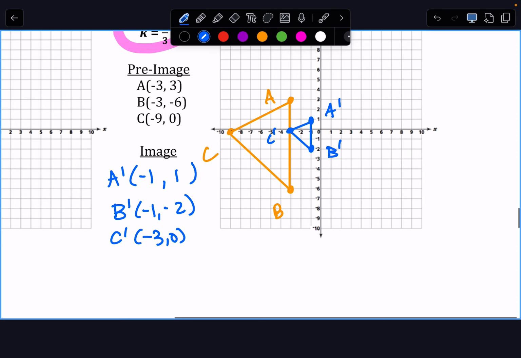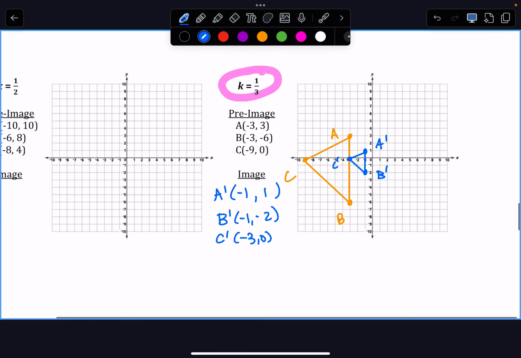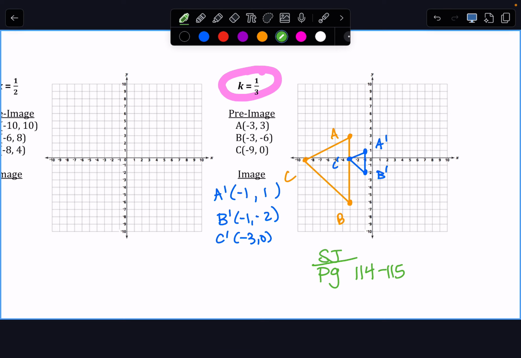So, this is what we're going to do. In your student journal, on pages 114 and 115 to 116, there are the extra practice problems. That's going to be your homework.